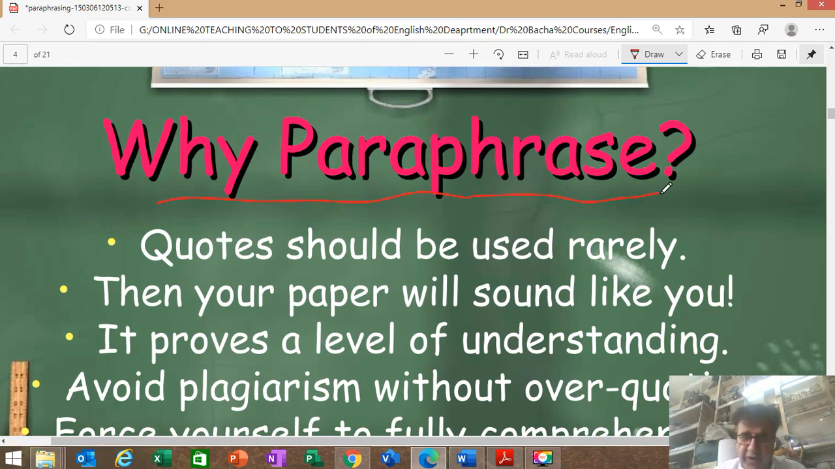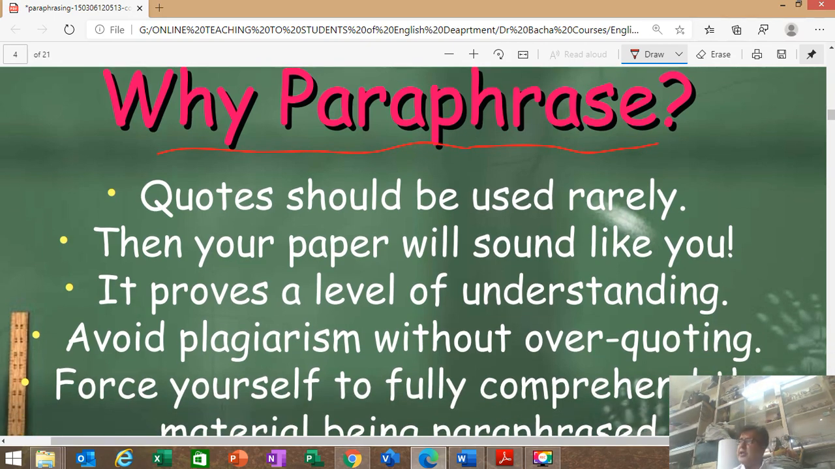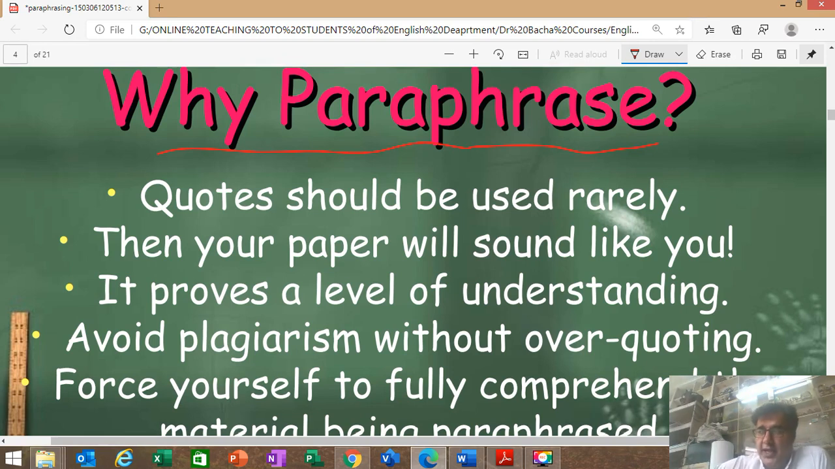Okay, now another question: why do we paraphrase? Quotes should be used rarely. For example, if there is any essay or topic that you are reading, it should not be exactly copied, and the original quote should be used rarely. You should not quote exactly from that, but you should try to rephrase. You have to find very clear and similar synonyms and easier words that are easy to understand.